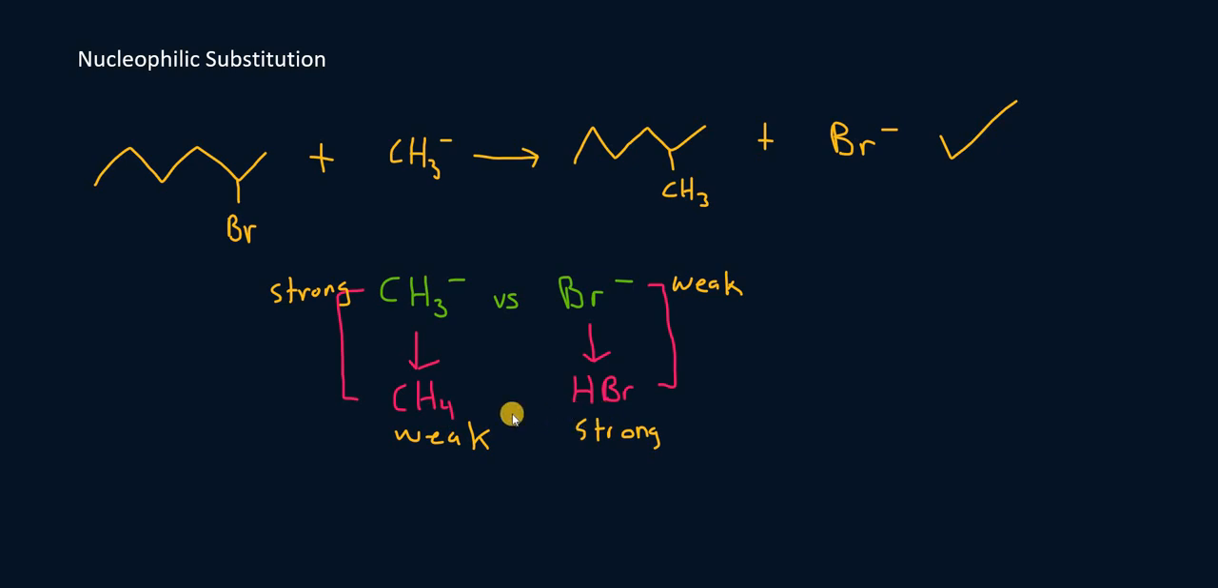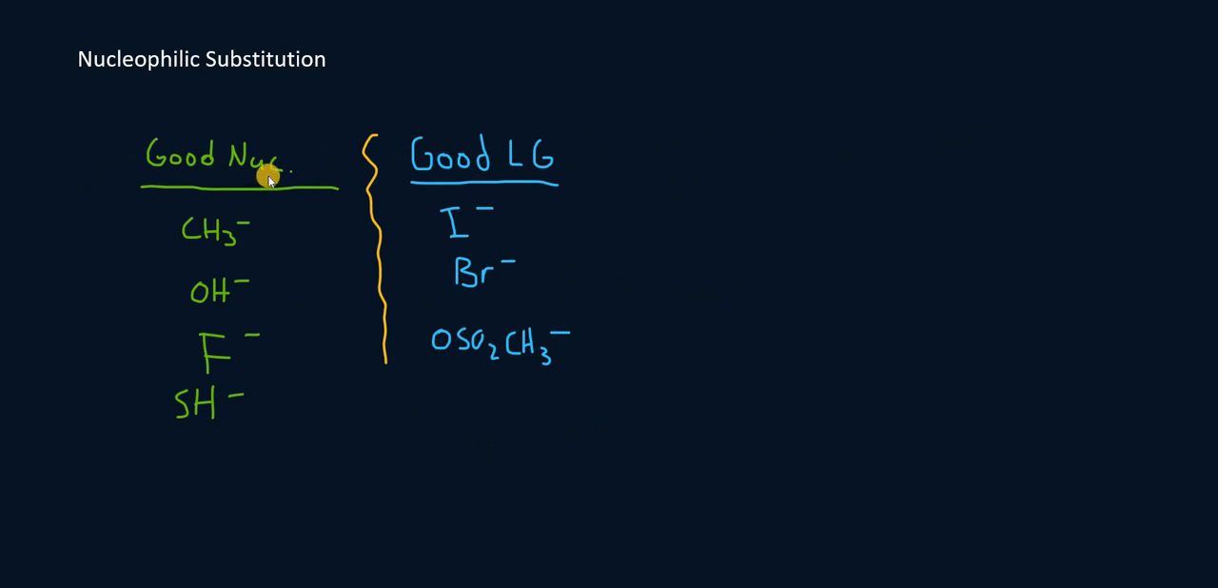So just to break that down one more time real quick. CH3 minus is a stronger base than Br minus. So CH3 is the nucleophile. If the nucleophile is stronger than the leaving group, the reaction will move forward. And in this case, the reaction does move forward. So I guess to wrap it up, here's a quick checklist. These are the kind of combinations you want to see. You want to see a good nucleophile paired up with a good leaving group. Because if the nucleophile is stronger than the leaving group, then of course your reaction will move forward.